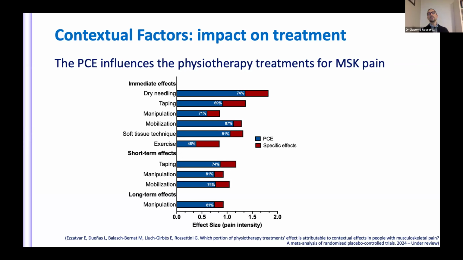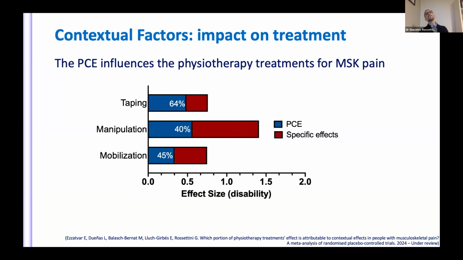And as you can see from the picture, the lowest PCE value is for the hands-off techniques such as therapeutic exercises, while the highest is for hands-on techniques such as mobilization, joint manipulations, and soft tissue techniques. We also wondered about the impact of the proportion attributable to contextual effects on disability.